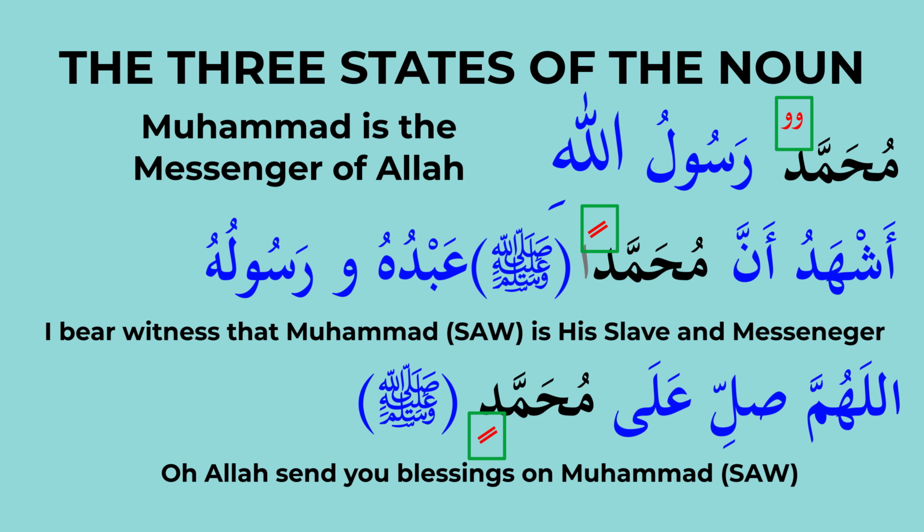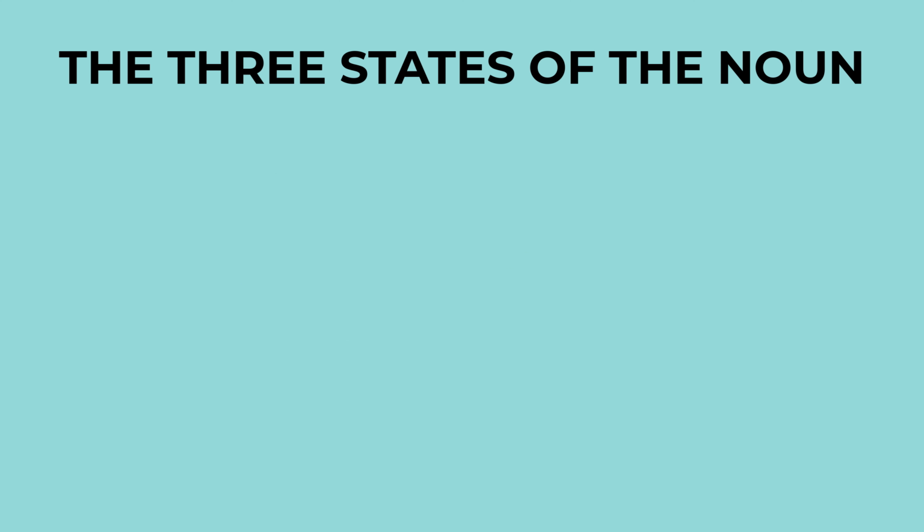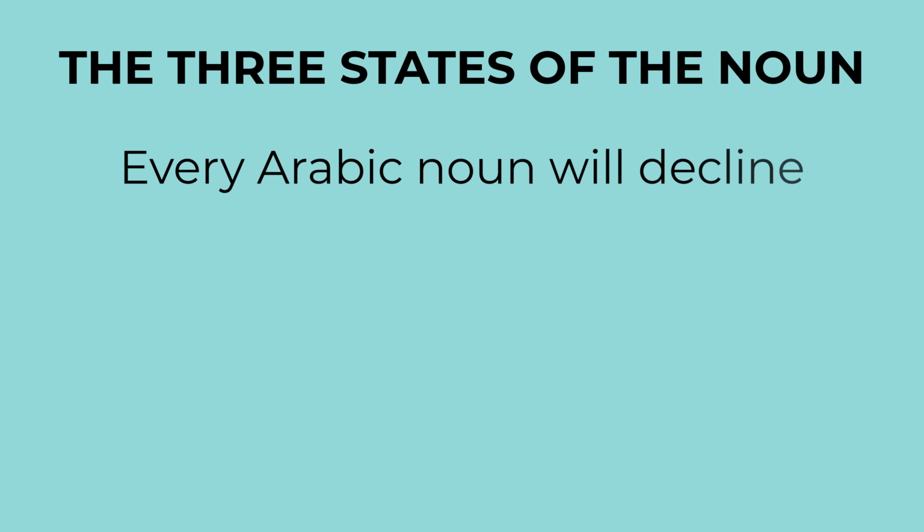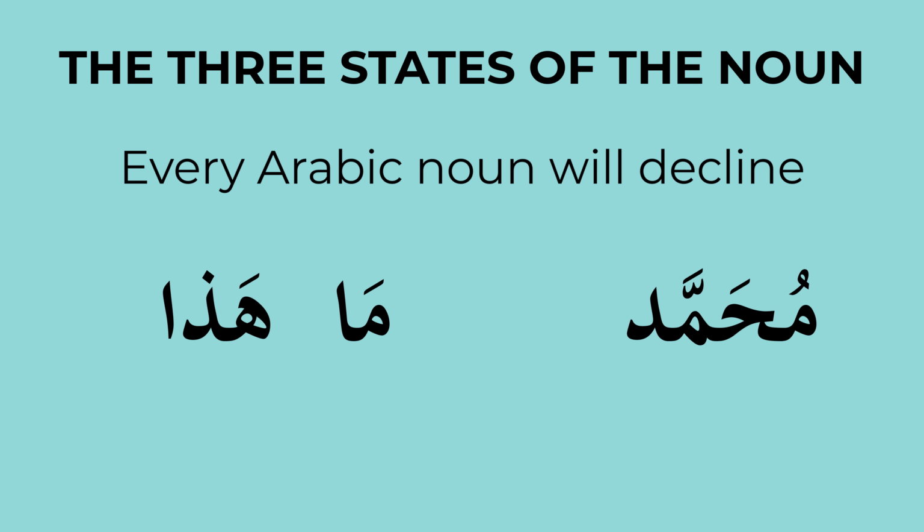Okay, brothers and sisters? So what is this, brother? Only the ending. Dun. What is it? Dun. And what is this? Dan. And what is this? Din. Say it again loudly. Dun. Dan. Din. These are the 3 declensions. Okay? Every Arabic noun will decline. Sometimes you will see it and sometimes you won't see it, but we are going to learn everything.